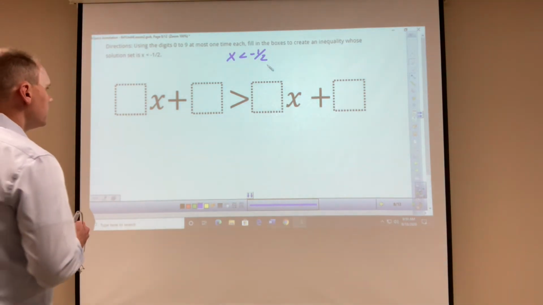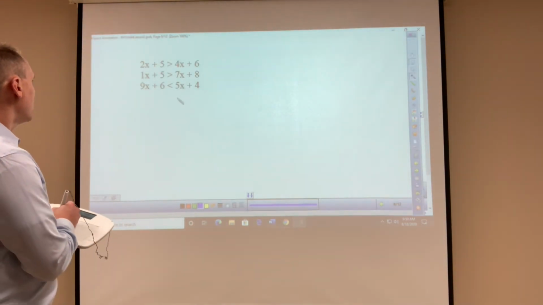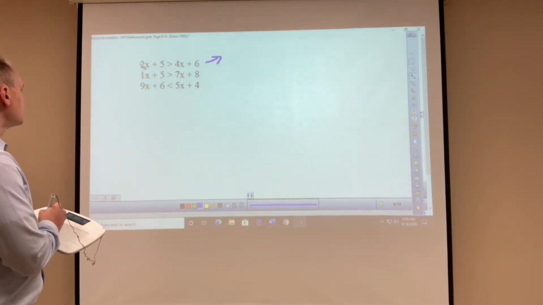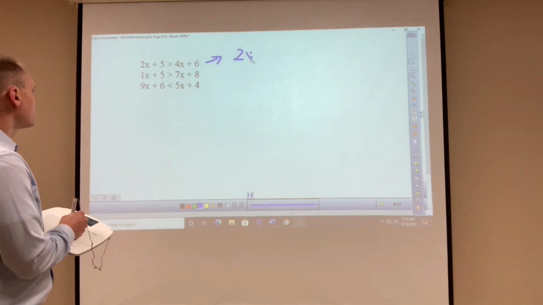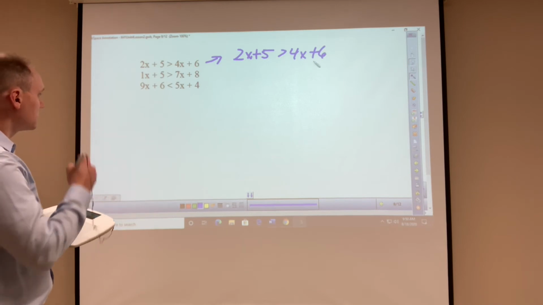Okay, so in this scenario, a lot of different options here. Let me show you a few. Let's just start with this first one here. So 2x plus 5 is greater than 4x plus 6.